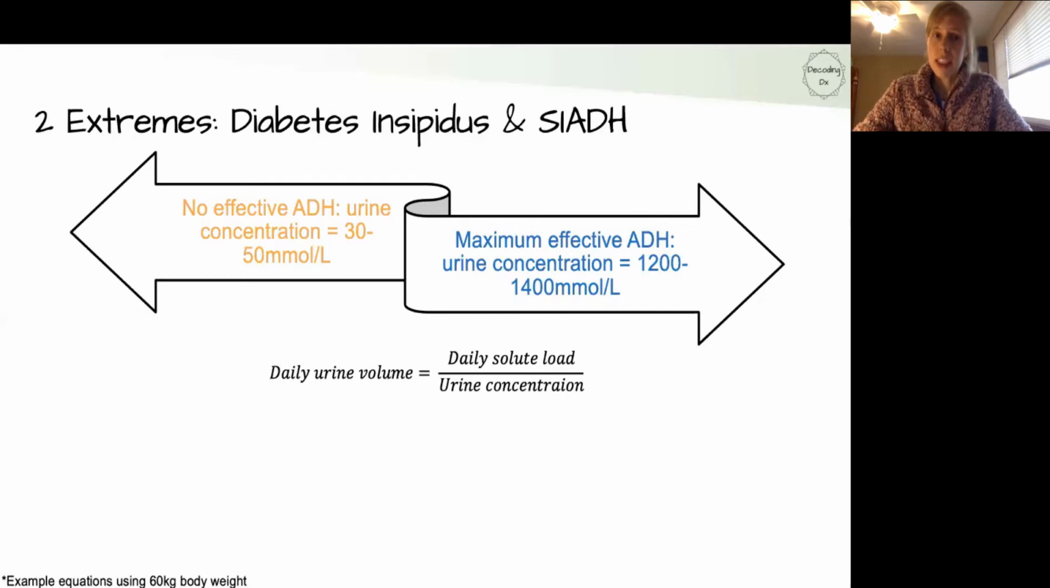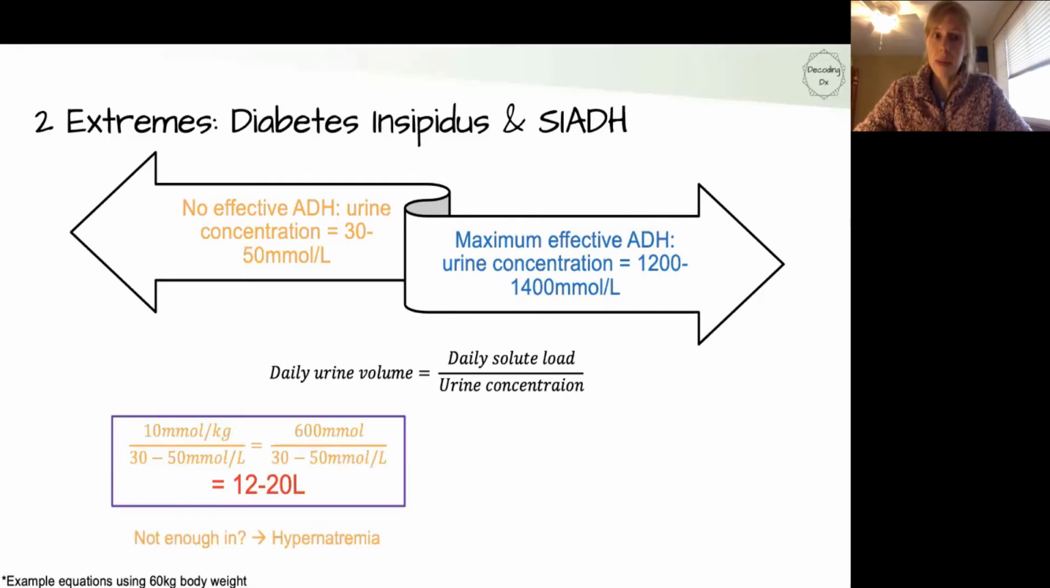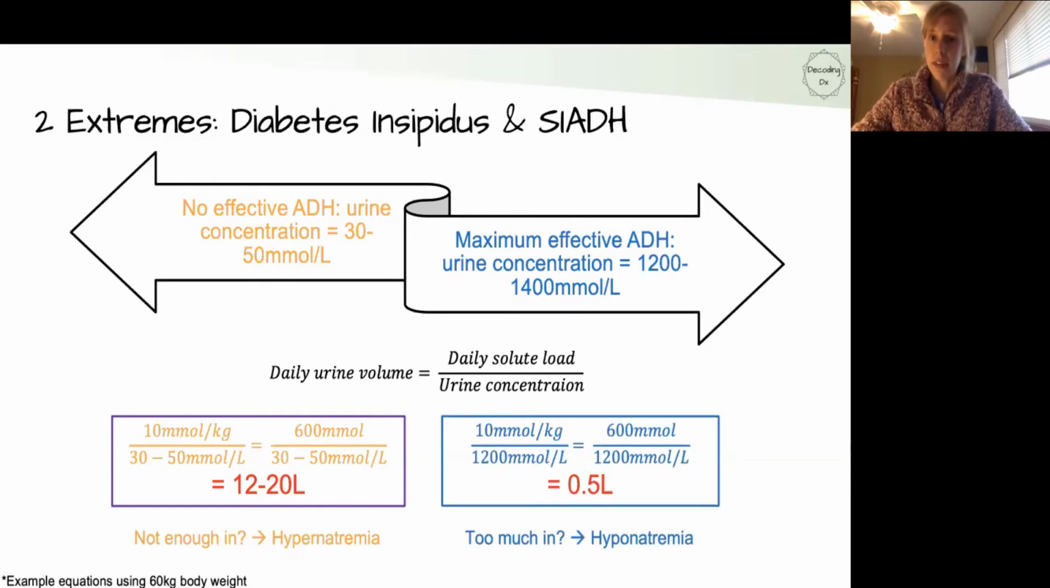So in diabetes insipidus, if we have no effective ADH functioning, you can see I did the math out here for you, and that'll create 12 to 20 liters of urine. And so in that case, if you don't drink enough fluid to replace that, you will get hypernatremic. On the opposite side, with maximal ADH effective, you can get up to 1,200 to 1,400 millimoles per liter, as we talked about, and that will get down to about 0.5 liters of urine output for that day. That's only half a liter. So that means if you drink more than half a liter of fluid, you'll get hyponatremic. So it makes sense then, if we have patients with extreme levels of ADH, like in SIADH, it doesn't take very much to send them over the edge into pretty significant hyponatremia.